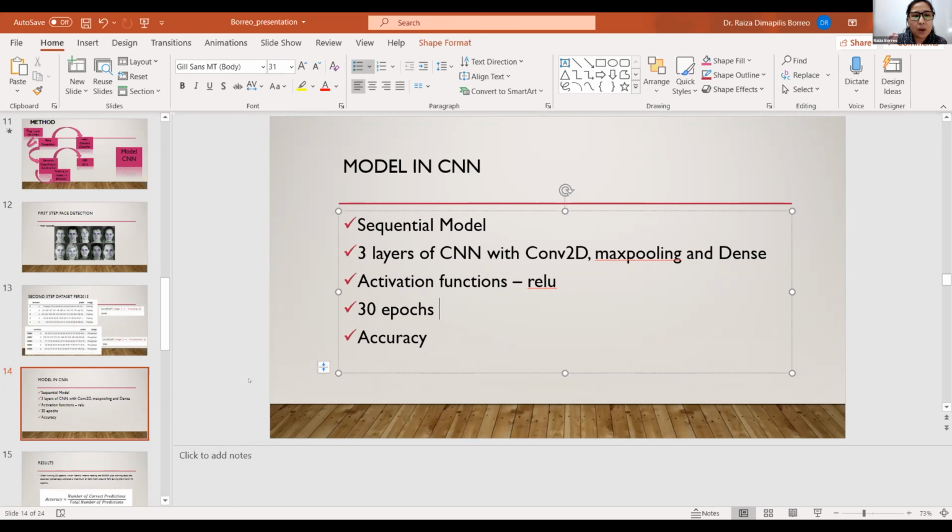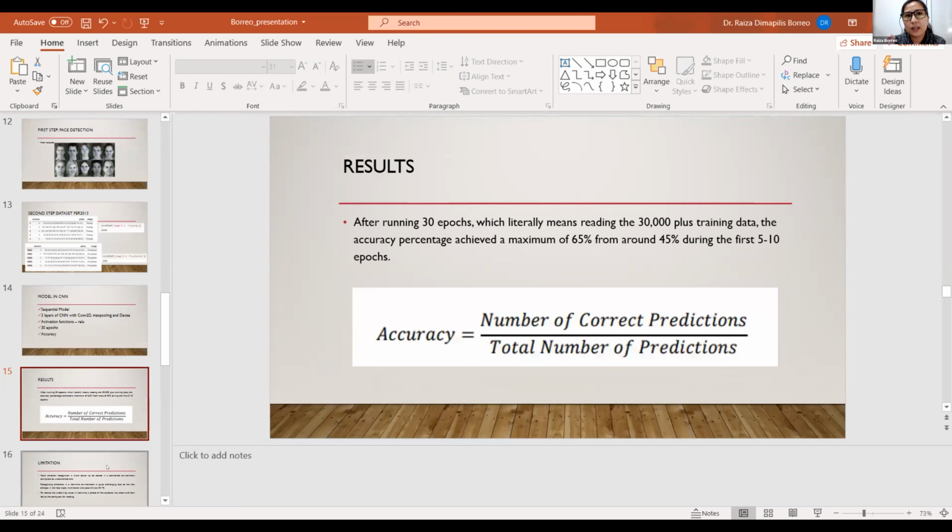Now as it learns the content of this data, it achieved at the latter part, from an initial accuracy of only 45% during the 5 to 10 epochs, a maximum of 65% accuracy. For me, it's not yet a good accuracy level. So 65% would mean that if there are 100 photos, 35 photos are wrongly or incorrectly interpreted. All right, so this is the formula for getting the accuracy.